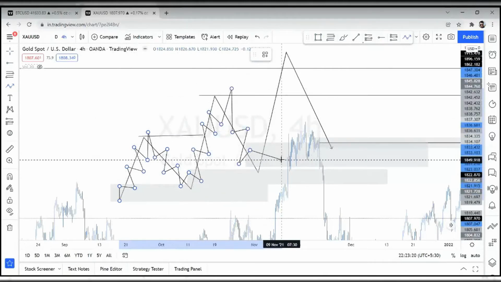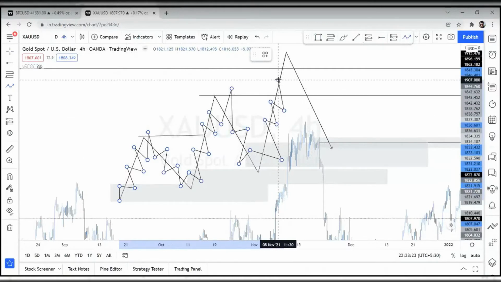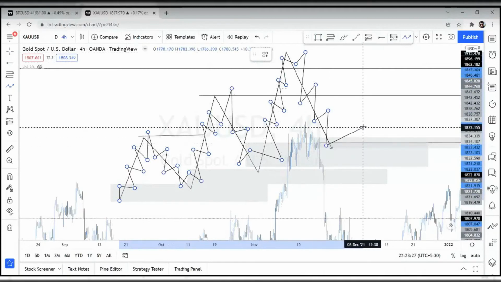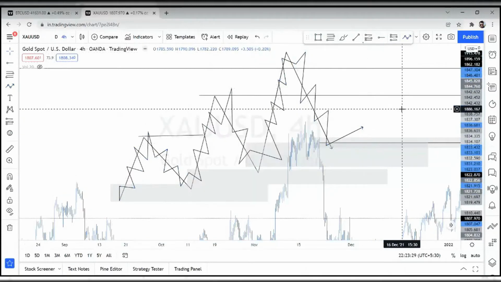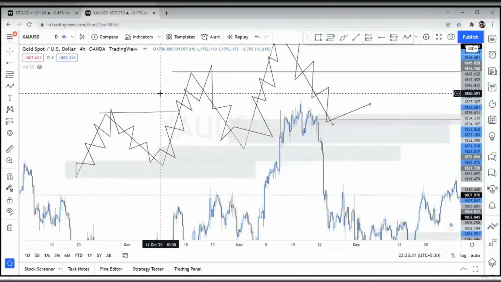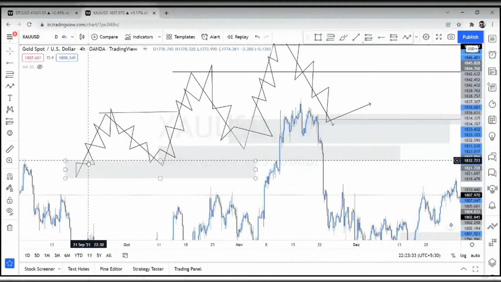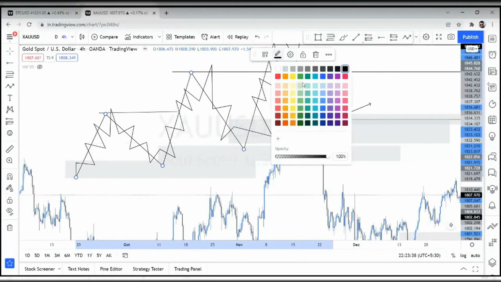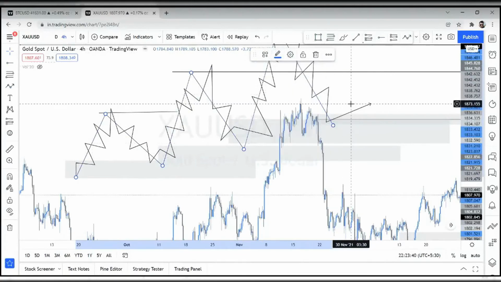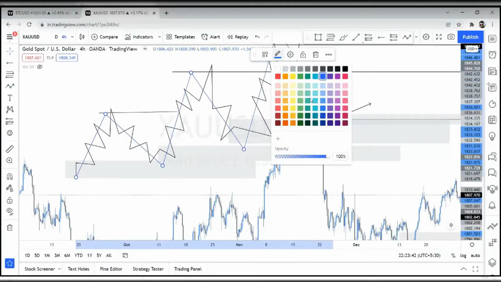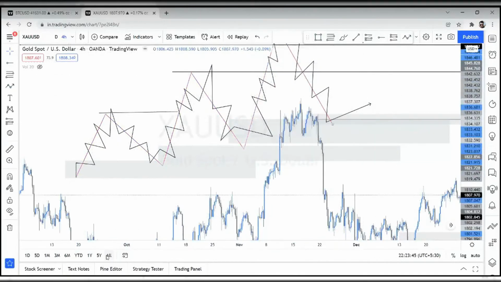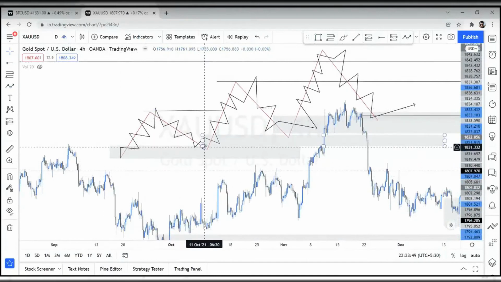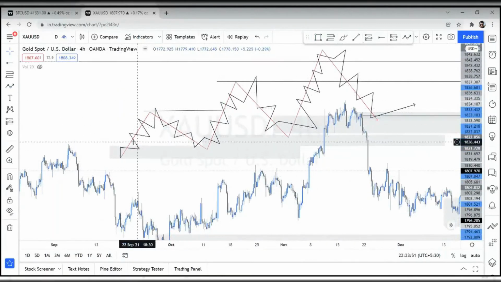I know this may be a little bit complicated, but it will make sense. Just think of it: this is a 4-hour structure. Let's see if I can move this with a different color. Oops, black is not good. All right. So let's imagine that this structure right here is a 4-hour structure.